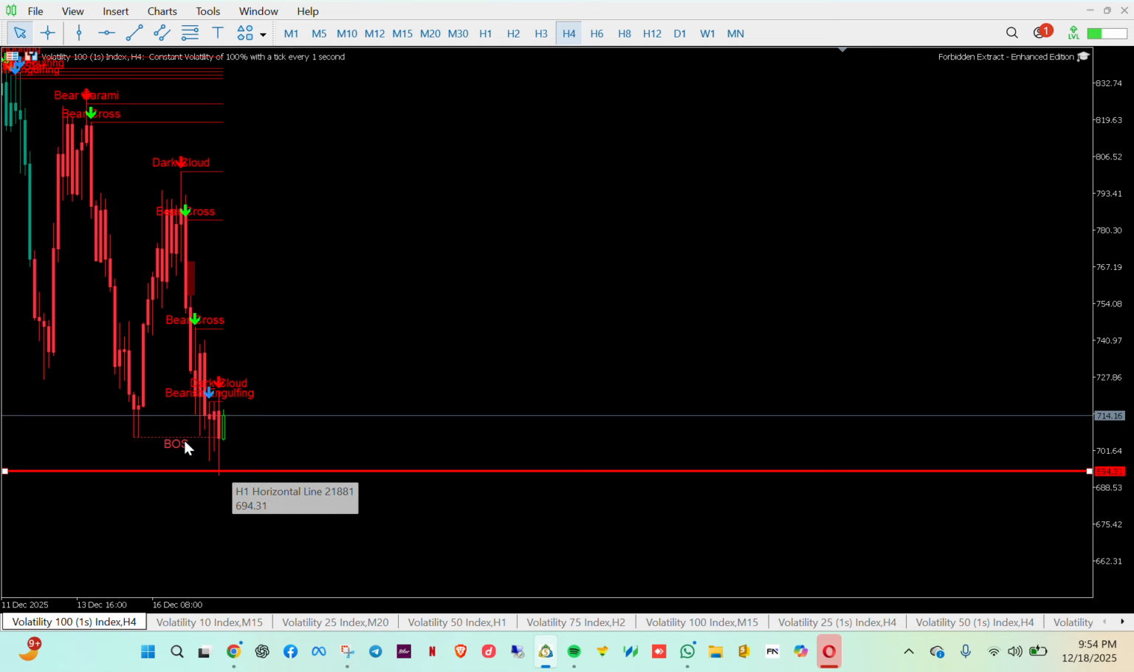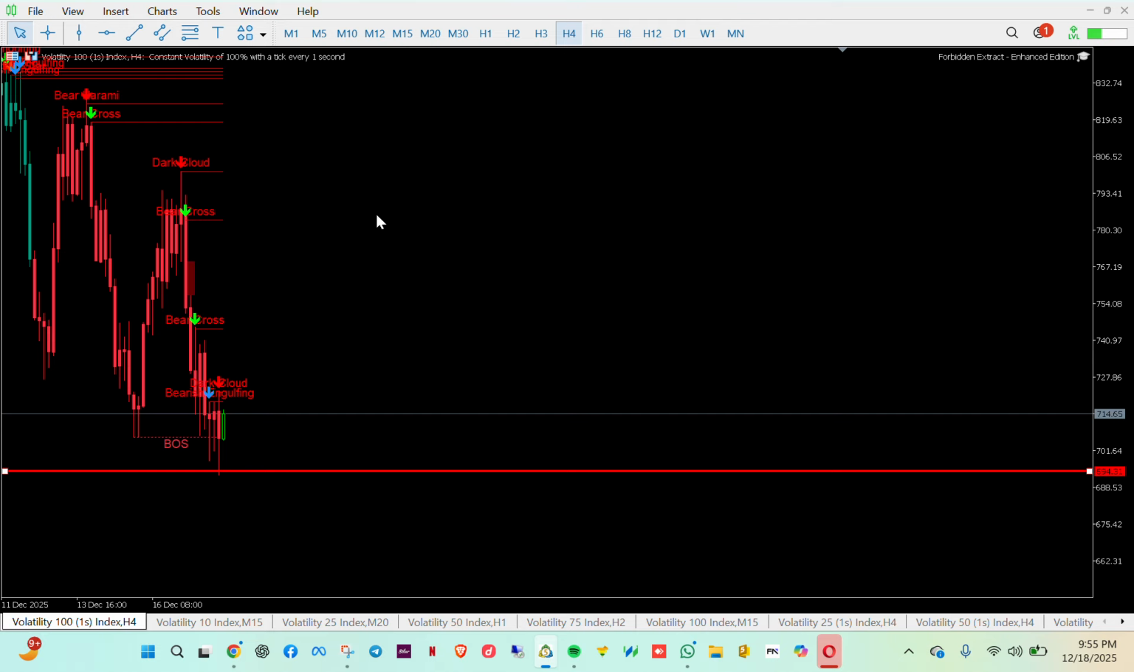I hope you understand. But on 15 minutes, it has given us a change of character, meaning that the sell has ended. But on the 4 hours time frame, you are seeing here a break of structure. Now the market will come down, come to this place, then do a double top before it starts going up. That means the sell has ended. I hope you understand. Do you get my explanation? Yes, I did, sir.